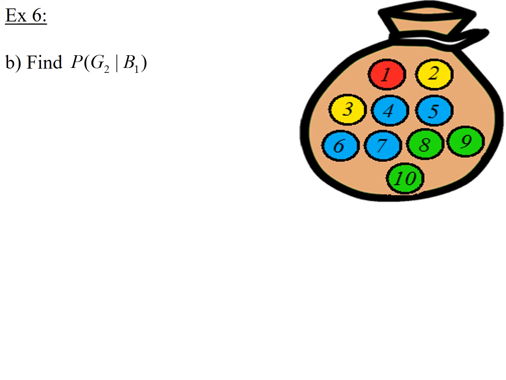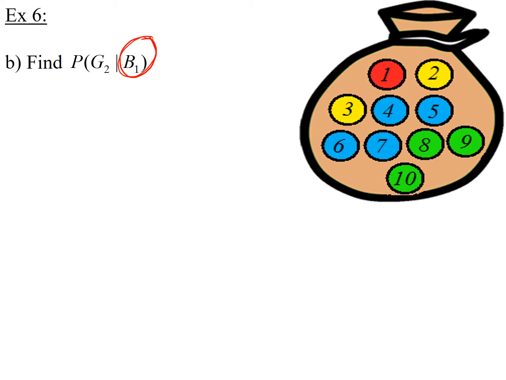Okay, so again, whatever's after the vertical line has occurred. So think of it like this. We've drawn the first ball and we're about to draw the second one. We've drawn the first one, it's blue. It's out of the bag and it's staying out. And I'm about to draw the second one, what's the probability the second one is green?